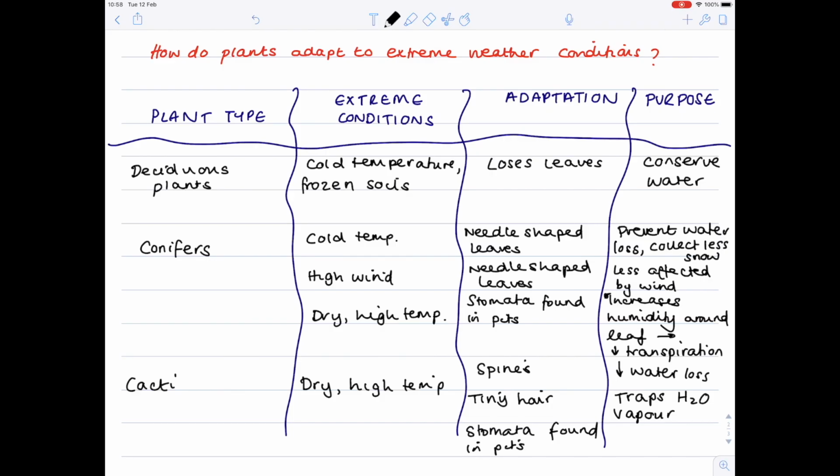So just write that here again. And lastly, they have a thick cuticle, and the stem stores water. And again, that's to prevent water loss.